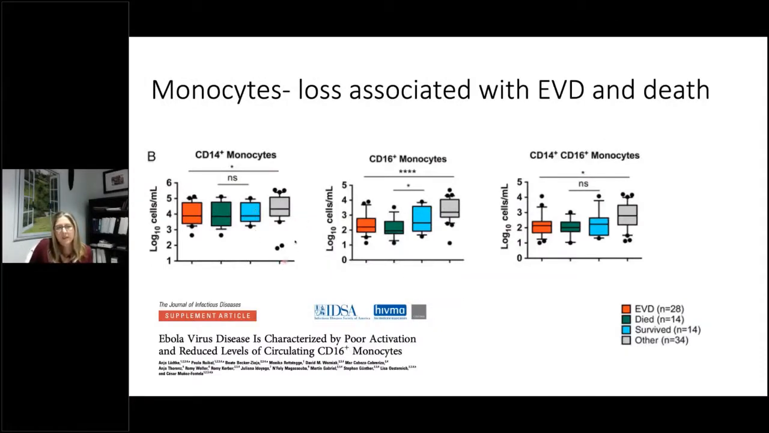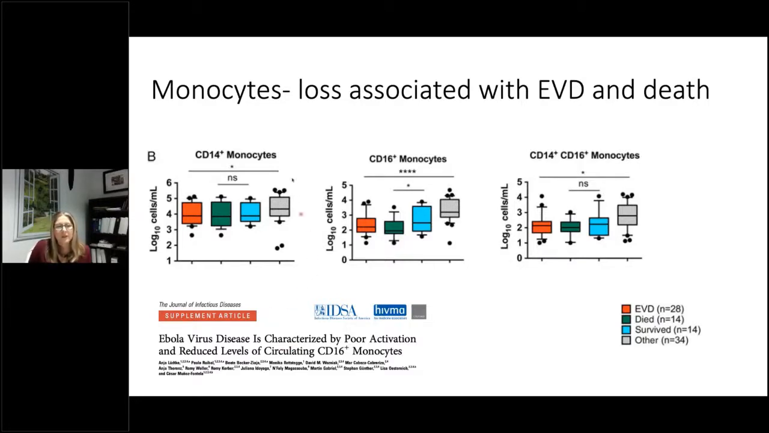So monocytes have been associated with loss during acute EBD and with death from EBD. So you'll see down here on the bottom, anytime I reference anyone's work, I'll show the title of the paper and the authors. And this work is from Anya Ludka in Cesar Munoz Fontella's lab. This is a group out of Hamburg where they did work in Guinea during the West African outbreak. They used residual samples from patients and they assessed the monocyte profile in these patients.